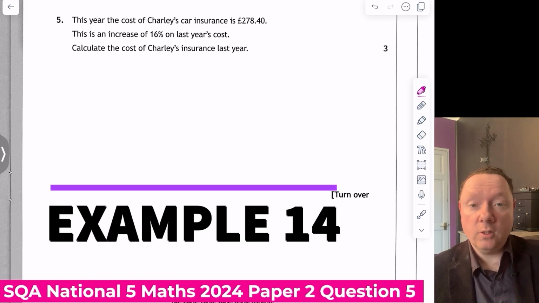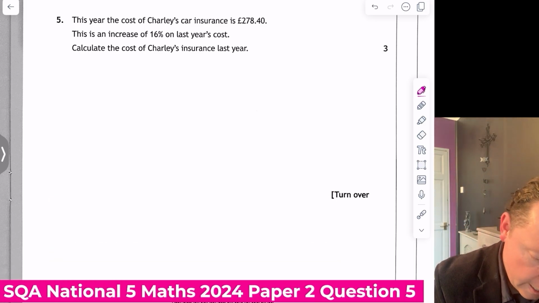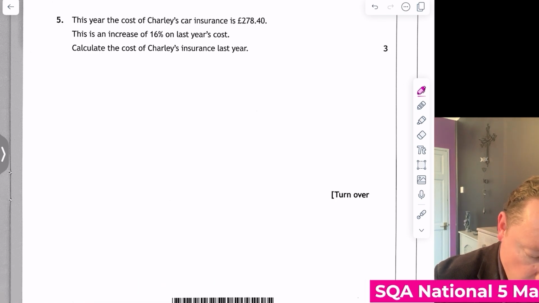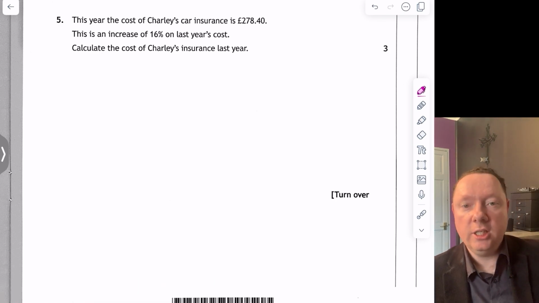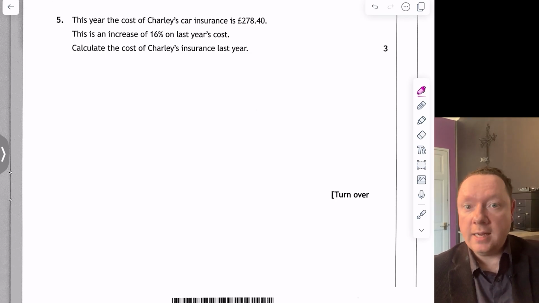SQA National 5 Maths 2024 Paper 2 Question 5. This year the cost of Charlie's car insurance is £278.40. This is an increase of 16% on last year's cost. Calculate the cost of Charlie's insurance last year. No times means divide is what I usually tell people if it's not a basic percentage question. So there's no time, so I'm not doing appreciation. So it means I'm doing a reverse percentage.